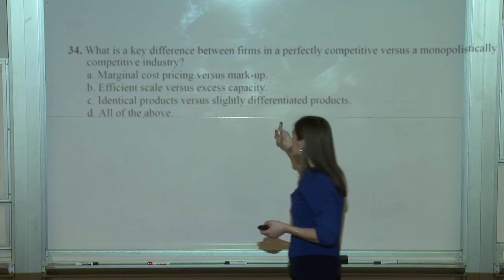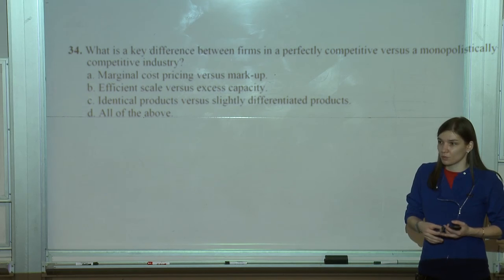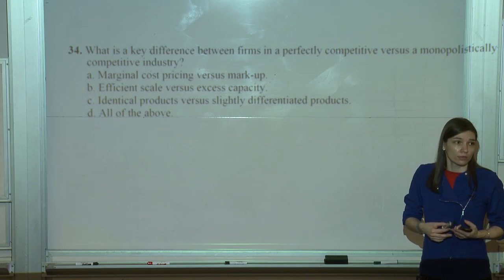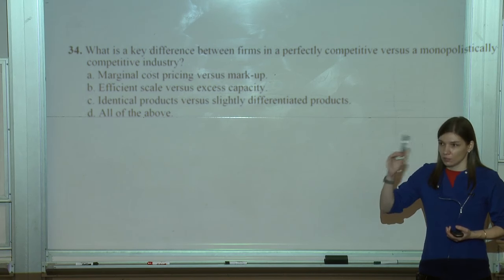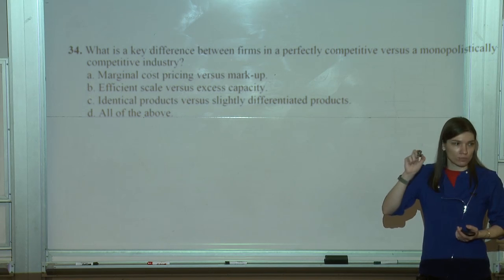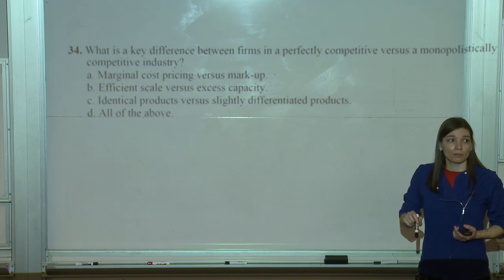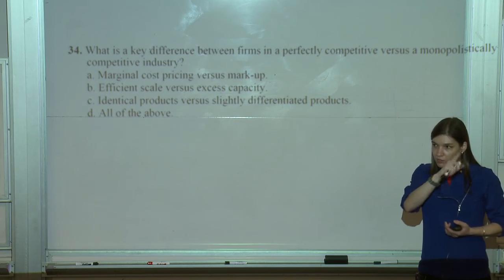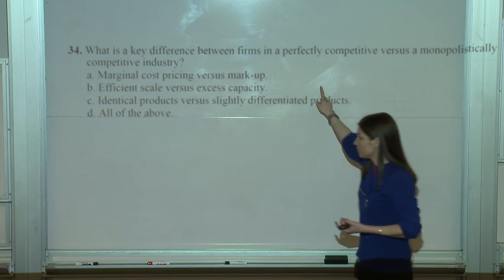Efficient scale versus excess capacity. Is that one of the differences between the two? Who produces at efficient scale? Perfect competition, right? We know in the long run, they're going to produce exactly where average total cost is minimized, the minimum of average total cost. That's not going to be true for monopolistic competition. Even though they had zero profits, that was at the decreasing portion of average total cost. Remember? So there's the excess capacity there.